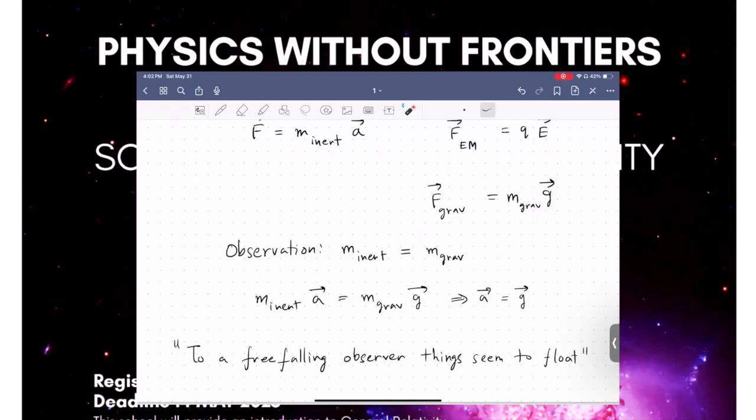Could you say a bit about the Eötvös experiment regarding this inertial and gravitational mass? I do not know what that is. I'm guessing it's some experiment that tested the equality, but I'm not familiar with the experiment.